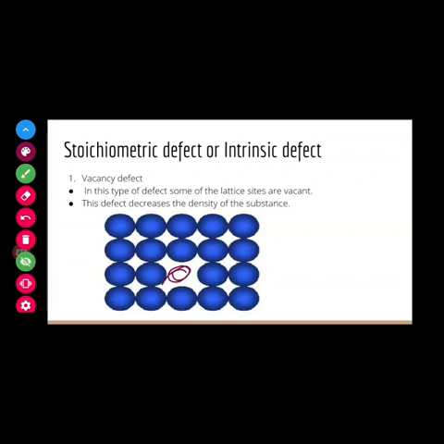This defect can decrease the density of the substance. You know that the formula for density is mass by volume. Since there is an absence of particles here, mass is going to reduce. That results in the decrease of density of a substance. So you just have to know what vacancy defect is and how density is affected, that is, whether the density is decreasing or increasing due to vacancy defect.